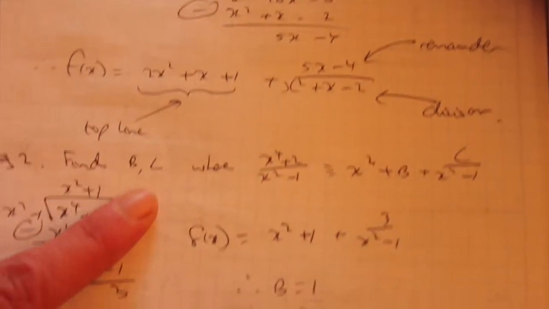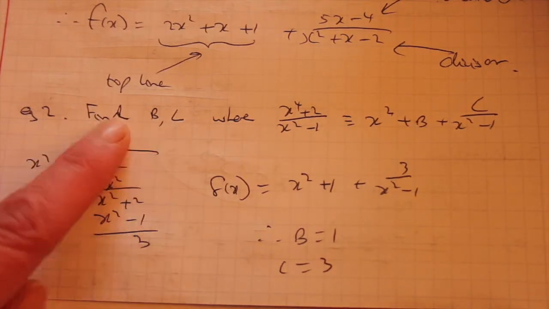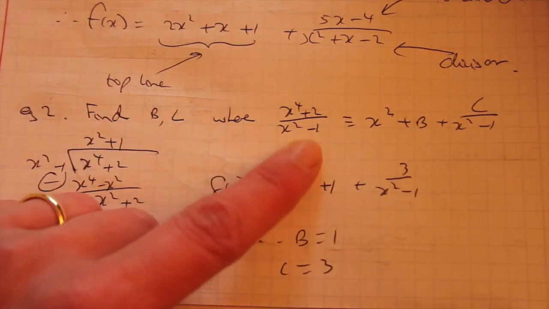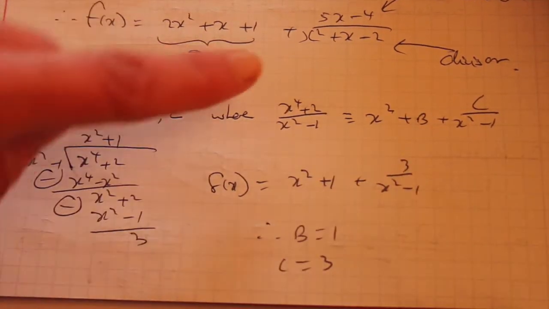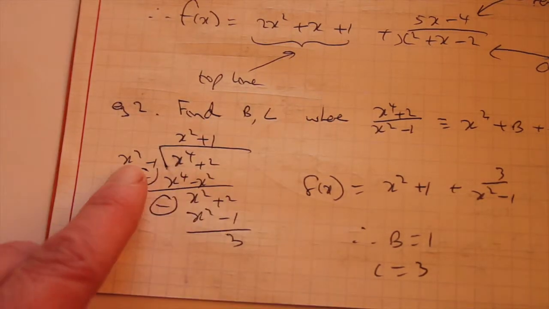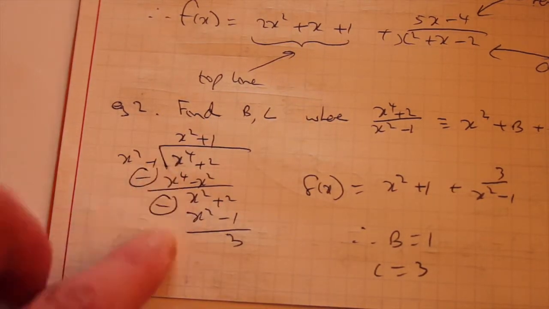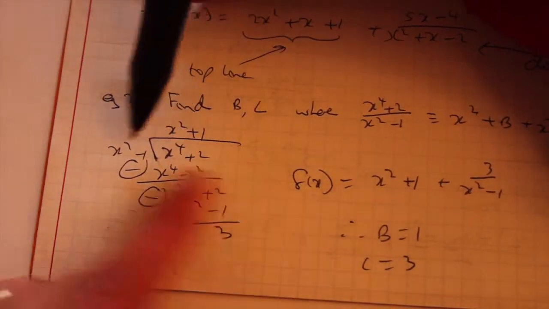That question is pretty straightforward. Just make sure you'll be able to recognise if it's given in a different form. Find b, c where x^4 plus 2 over x squared minus 1 equals this. That is a division. So you go over to the side, x^4 plus 2 divided by x squared minus 1. Sometimes it's a good idea to put that plus 2 over the side to give yourself a wee bit of room, but you don't have to.